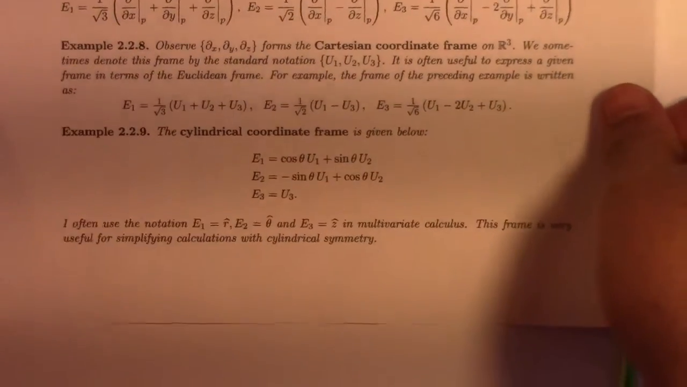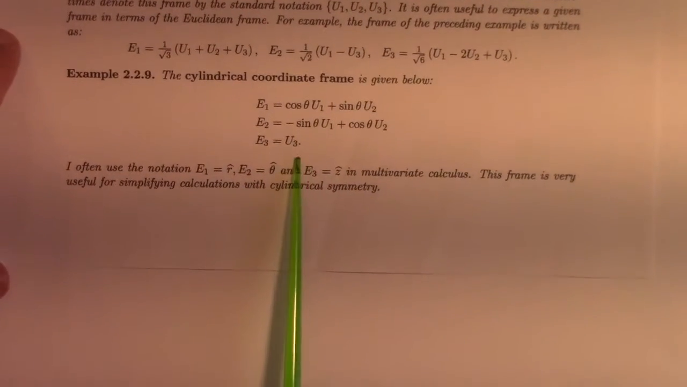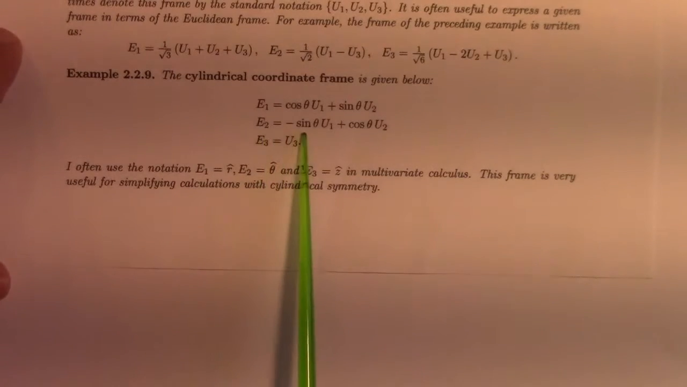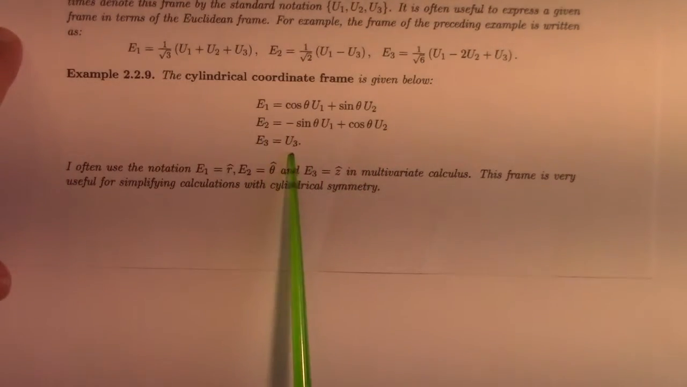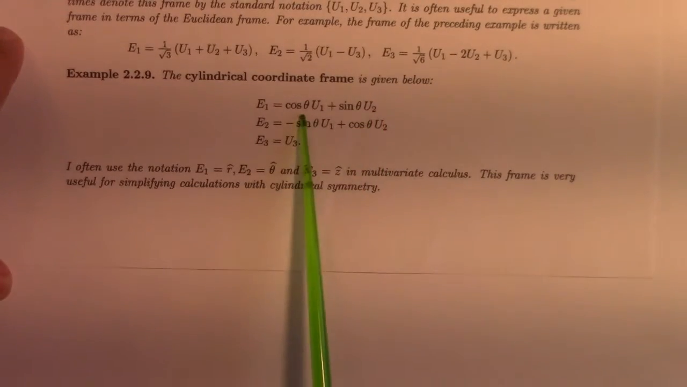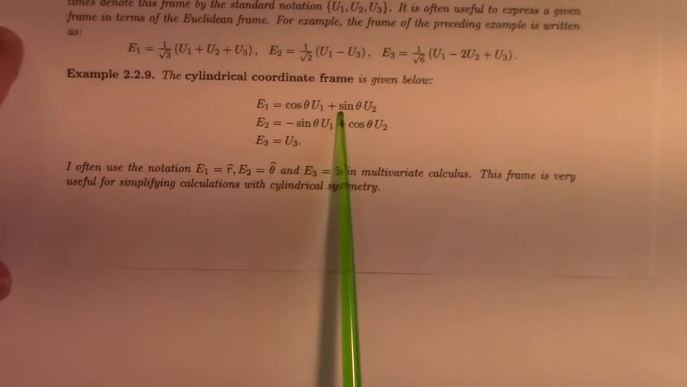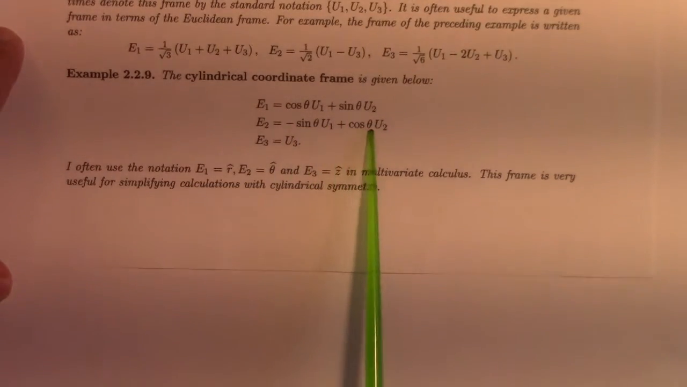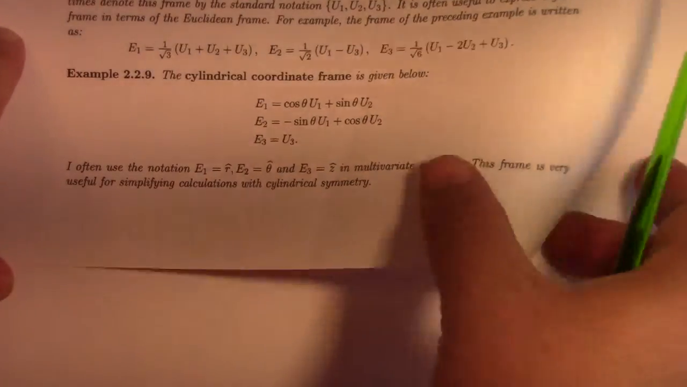There are more interesting frames that are associated with coordinate systems. For example, the cylindrical coordinate frame: E1 is cosine theta U1 plus sine theta U2, E2 is minus sine theta U1 plus cosine theta U2, E3 is U3. In Calculus 3, I call this thing r hat because it points in the radial direction of increasing r. I call this thing theta hat because it points in the direction of increasing standard angle. That's a frame.